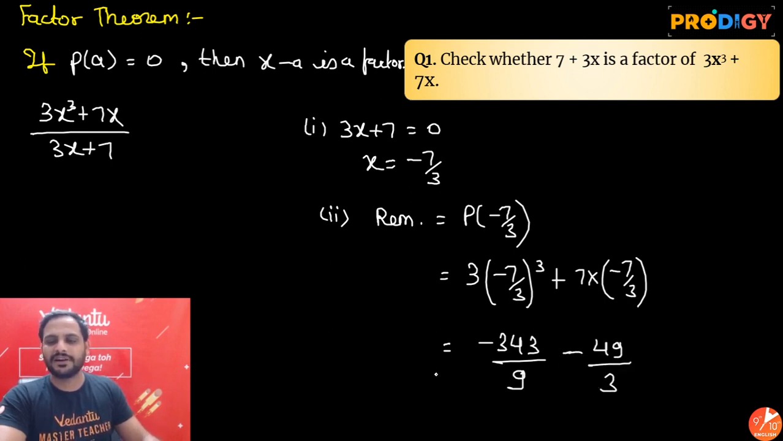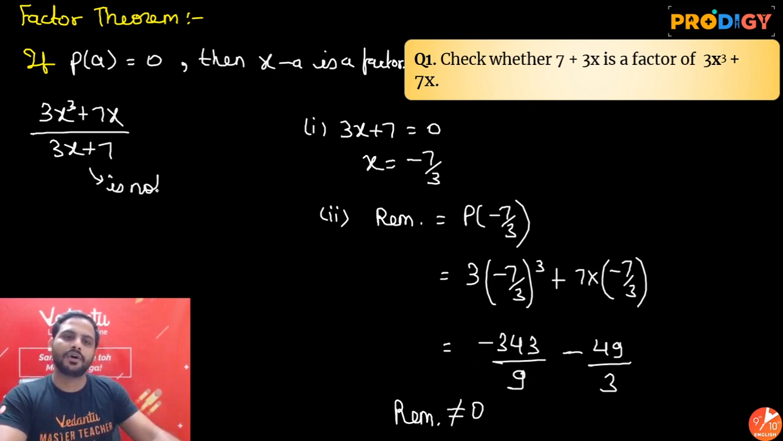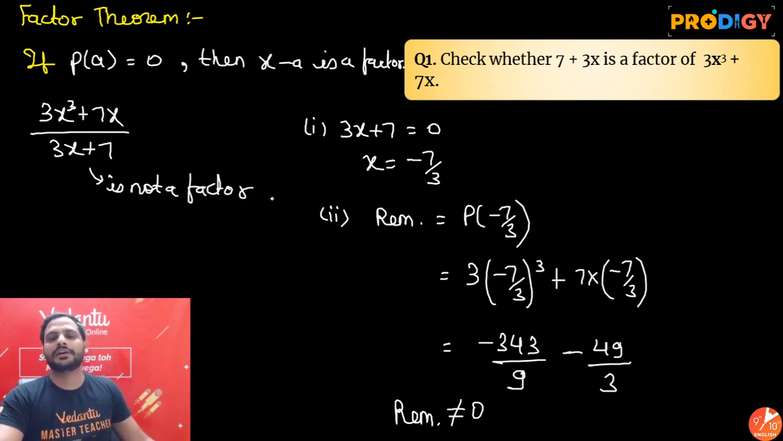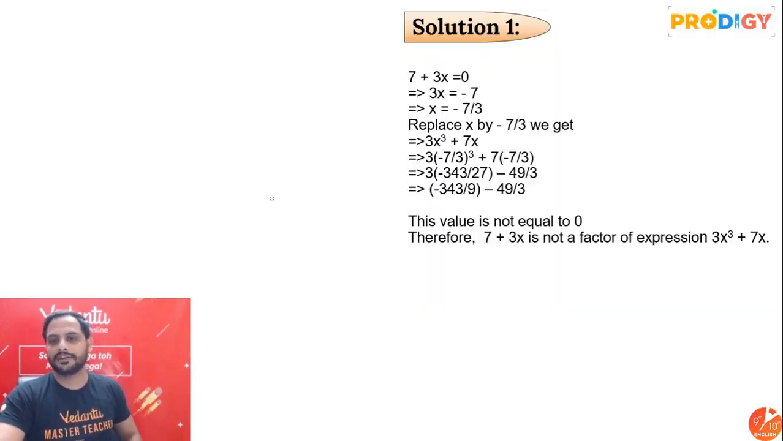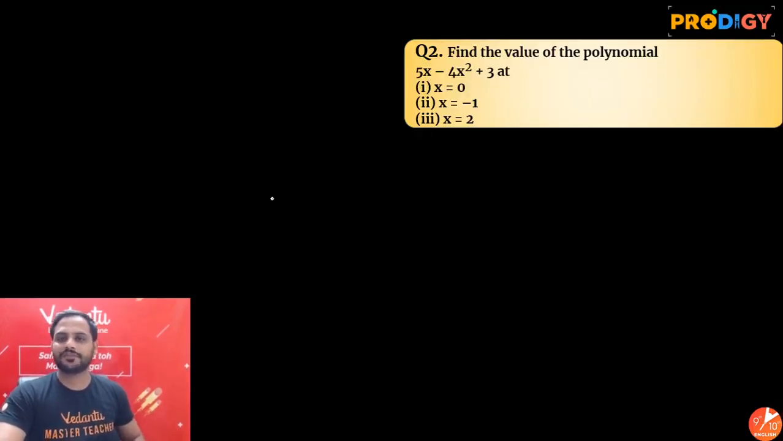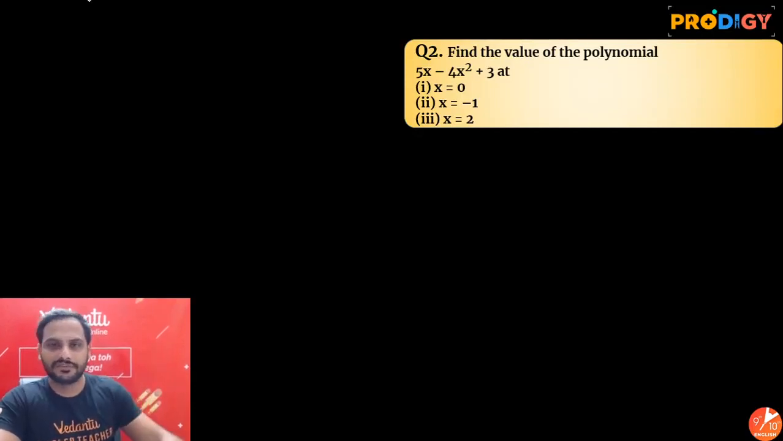Now clearly beta, it is both negative, so it is not equal to 0. Remainder is not equal to 0, so we can say 3x plus 7 is not a factor. Since remainder is not 0, it is not a factor. As simple as that.